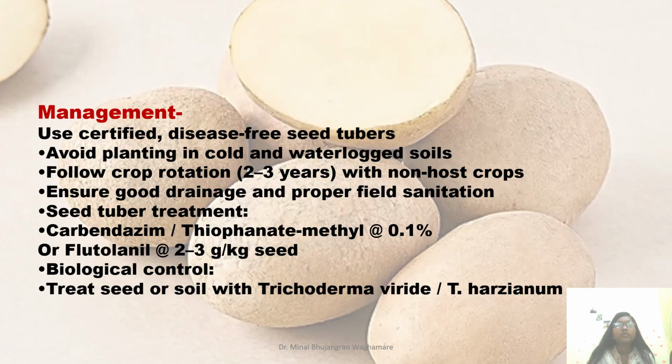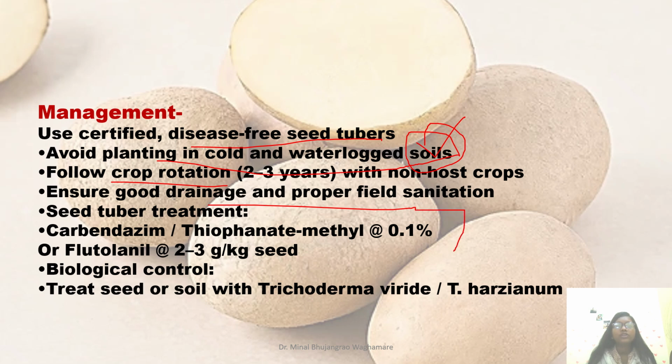Coming to the management, we have to go for disease-free seed tubers, resistant varieties we can use, and we have to avoid planting in cold and waterlogged soil, because definitely in such soil conditions, Rhizoctonia infection chances increase. And we have to go for crop rotation. It means we have to break the continuous availability of a single host to the pathogen to break its disease cycle. Proper and good drainage is important for management purposes.